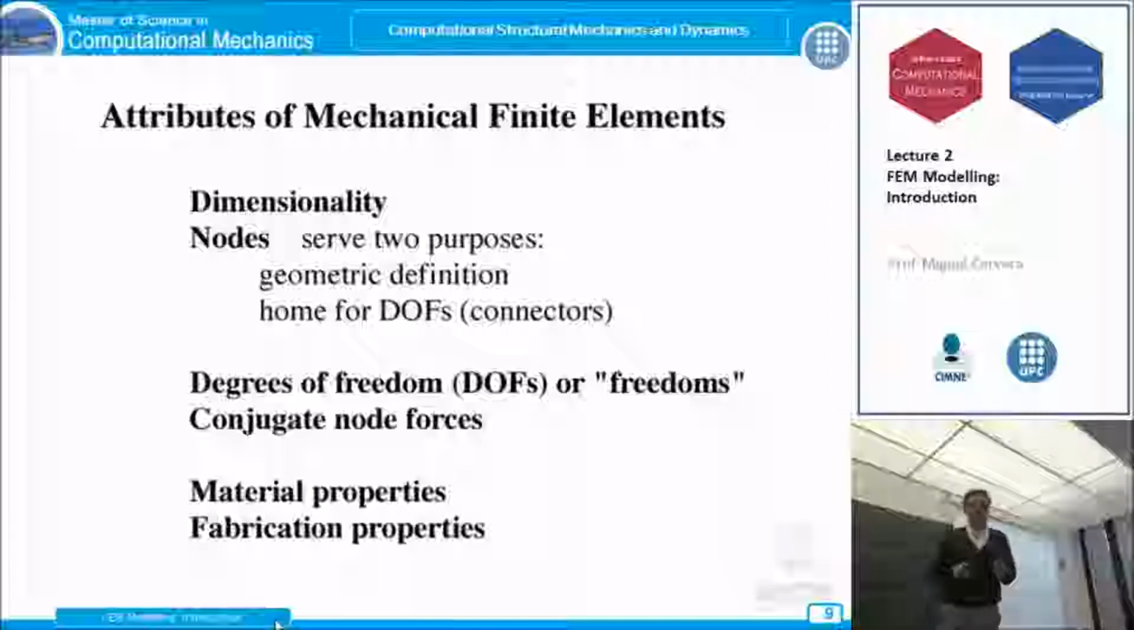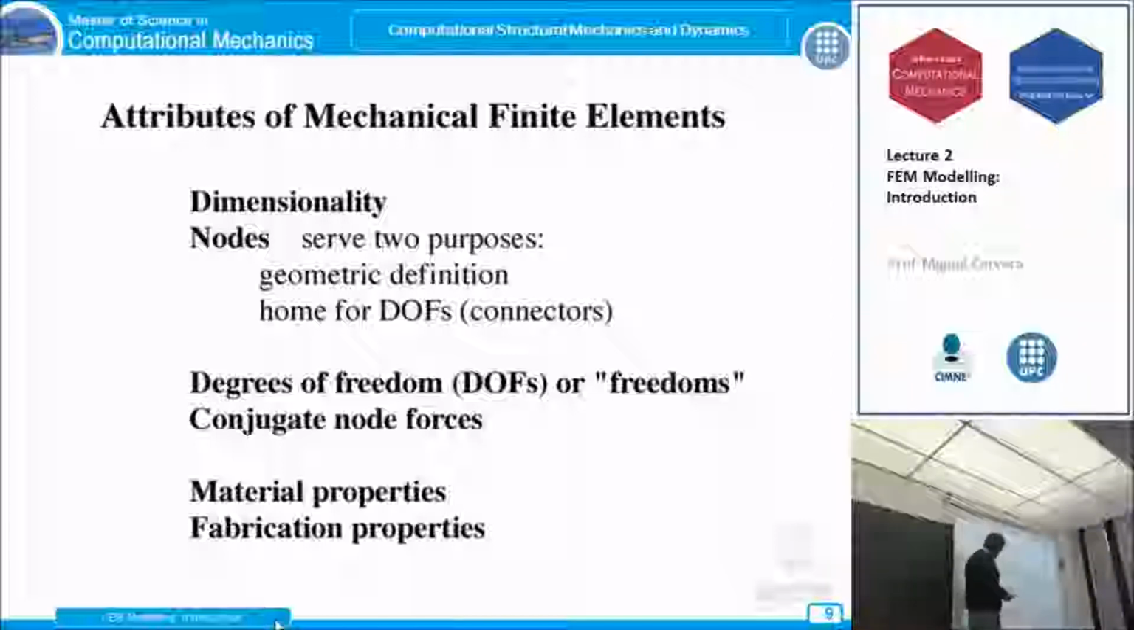Necessarily linked to the degrees of freedom, you have the conjugate nodal forces. Because as you will see in this class and in other classes, much of the theory behind finite elements comes from either work theorems or energy theorems. To have work done, you have to have forces making work on displacements. Okay? And for that, you need conjugate nodal forces doing work on the nodal displacements. Okay?